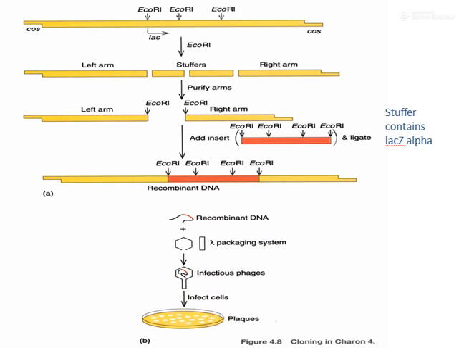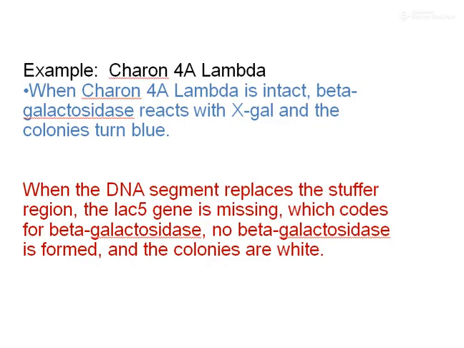The infectious phage can now infect the normal bacterial cells, and they will form plaques. You know what a plaque is? A plaque is when the bacteriophage grows on the E. coli cells, it forms clearance zones. And you can identify that bacteriophages have invaded and grown on the bacteria. One such phage is lambda phage. You have Charon 4A lambda. These are all examples of phage vectors which are being used.